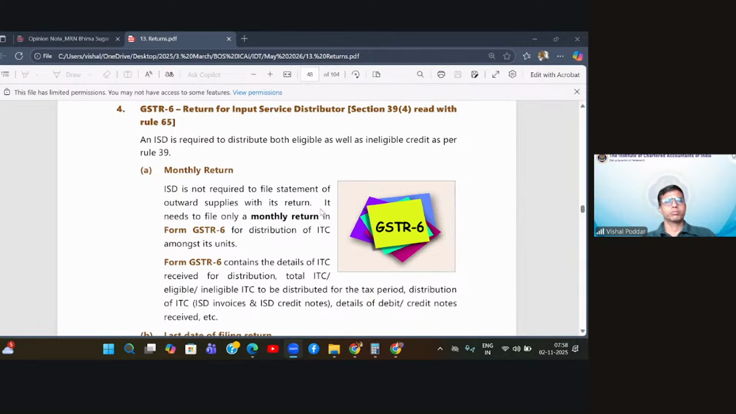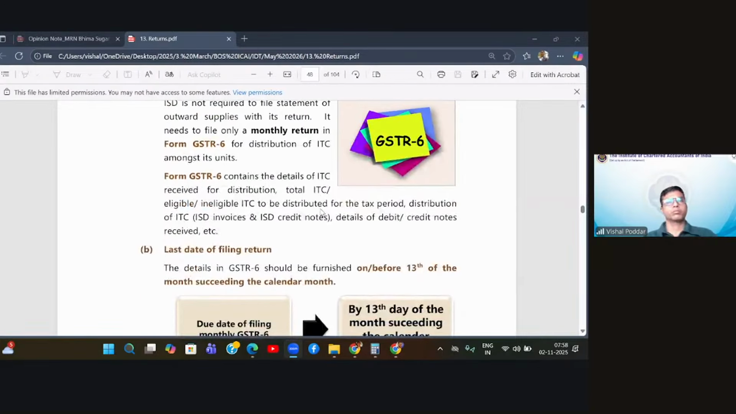Form GSTR 6 contains the details of ITC received for distribution, total ITC, eligible, ineligible ITC to be distributed for the tax period, distribution of ITC, ISD invoices and ISD credit note, details of debit credit notes received, etc. So see, basically ISD is only for internal transactions, if I can say. So ISD is receiving common input service ITC, and it is distributing this ITC only to its units.